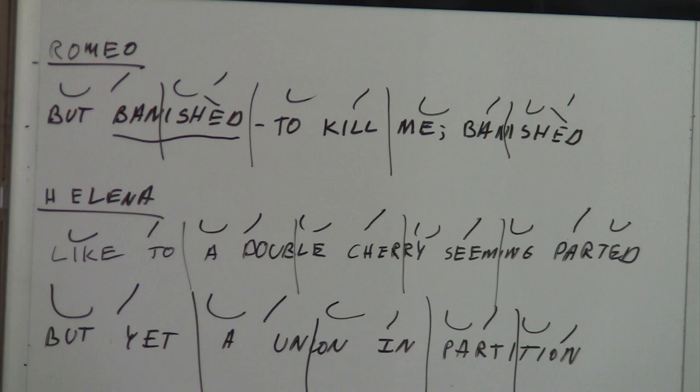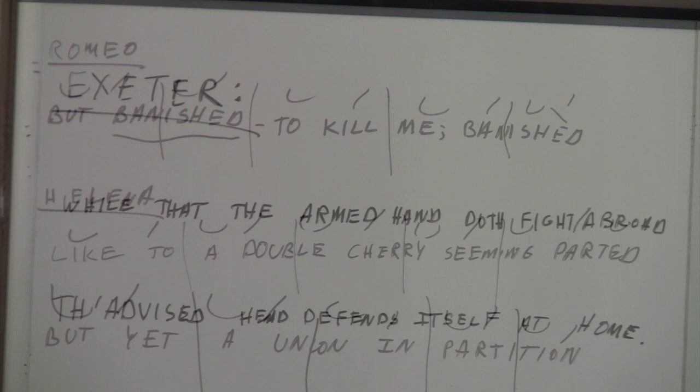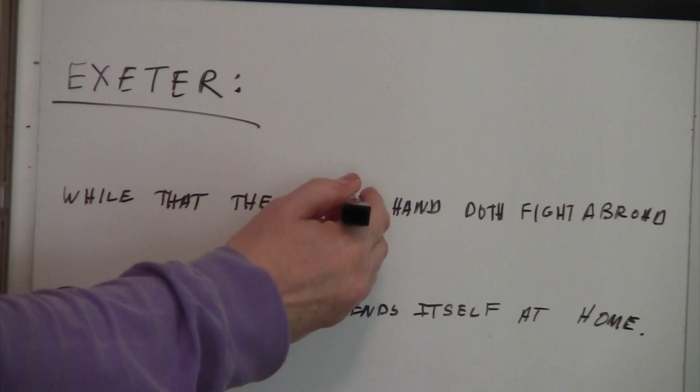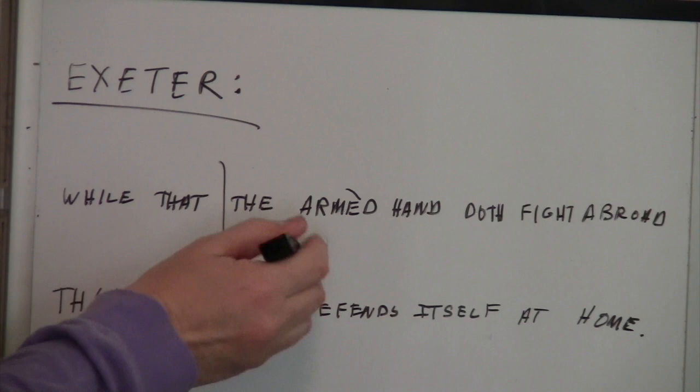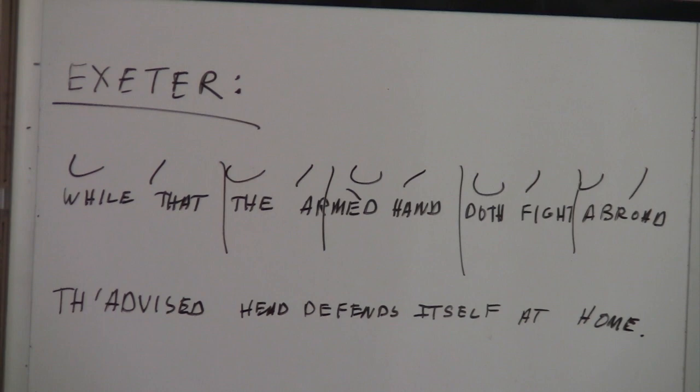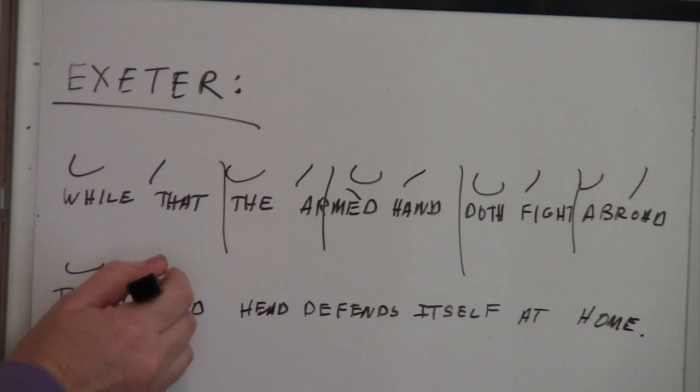We're going to do one more example of this. Here's another example of compensation: "While that the armed hand doth fight abroad" does not work, scansion-wise. However, you add a little -ed ending there, and it works beautifully. "While that the armed hand doth fight abroad." Now you'll notice in this next line you have "th'" with an apostrophe. That's what we're going to talk about next, and that's called elision. So instead of saying "the" as two syllables, you make it one syllable: "that vizarded head defends itself at home."